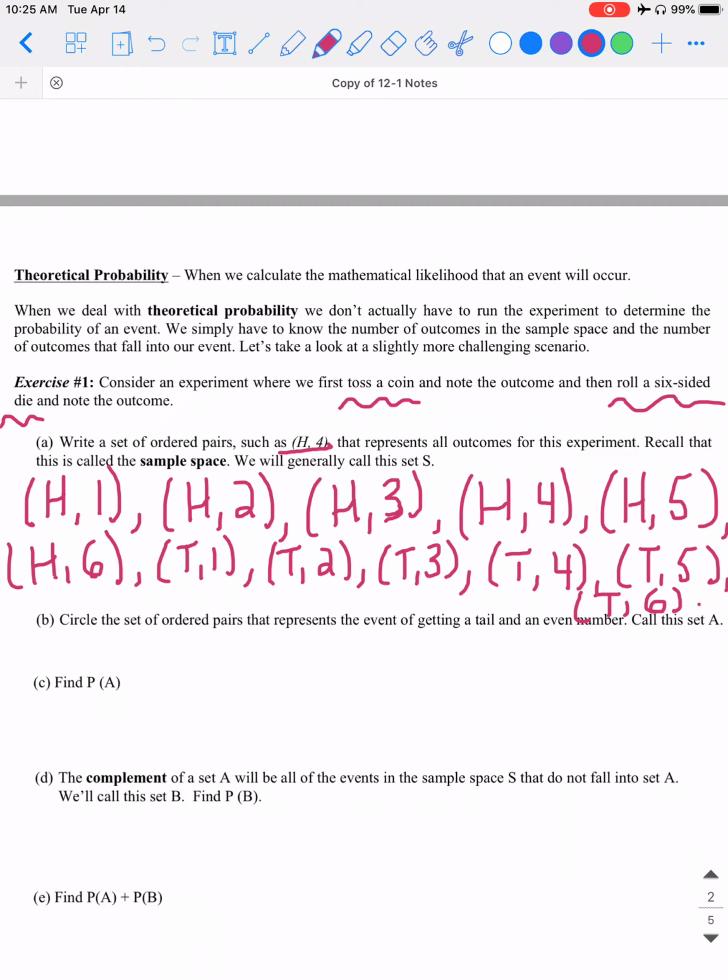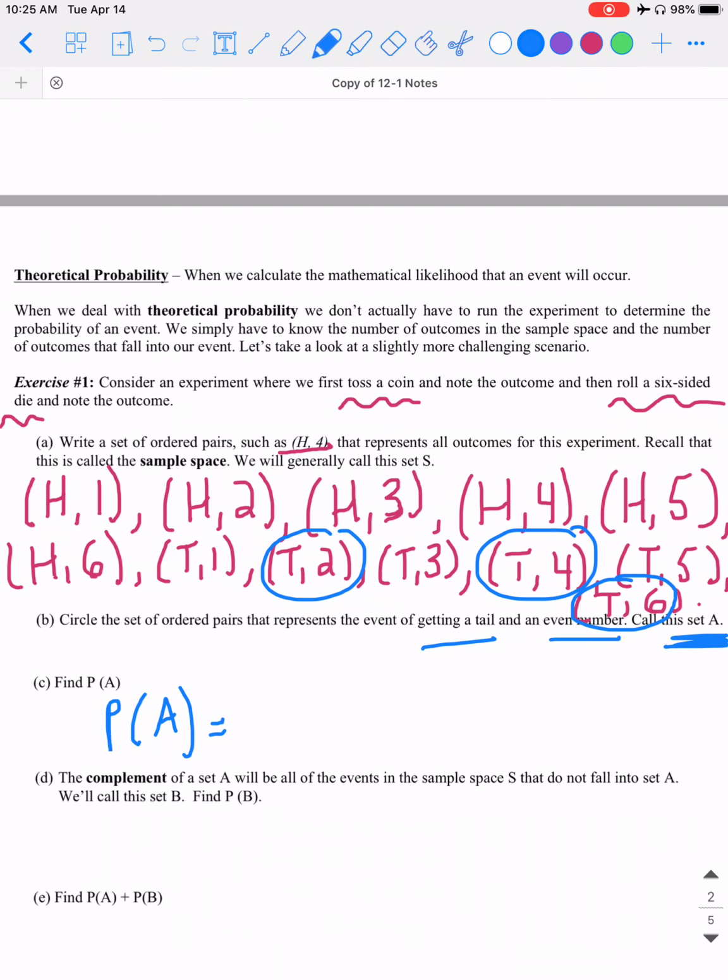Then part B says to circle the set of ordered pairs that represents the event of getting a tail and an even number. So if I look back at my sample space, I'm going to circle tails and an even number, and we're going to call this set A. So part C says to find the probability of A. So if we look how many items we have circled here, that's 3 out of our total possible outcomes is 12. And we could simplify this to be 1/4 or 0.25 or 25%. So remember, we can really write probability any of these ways.